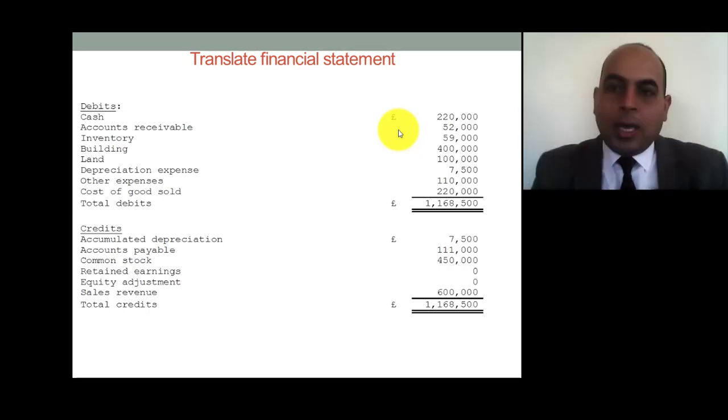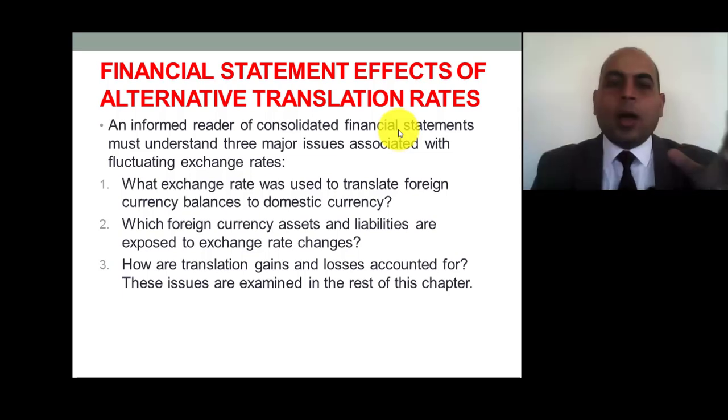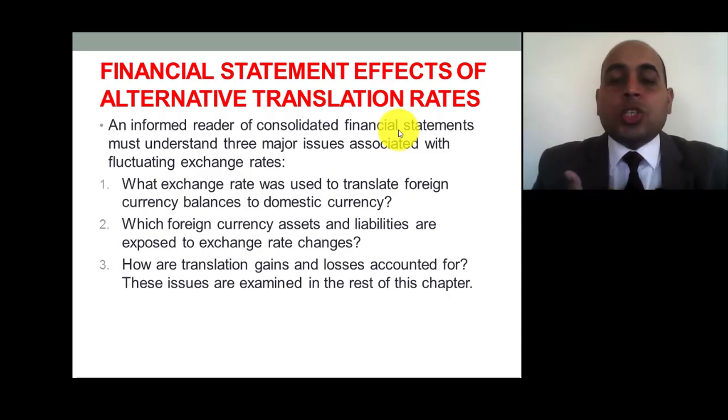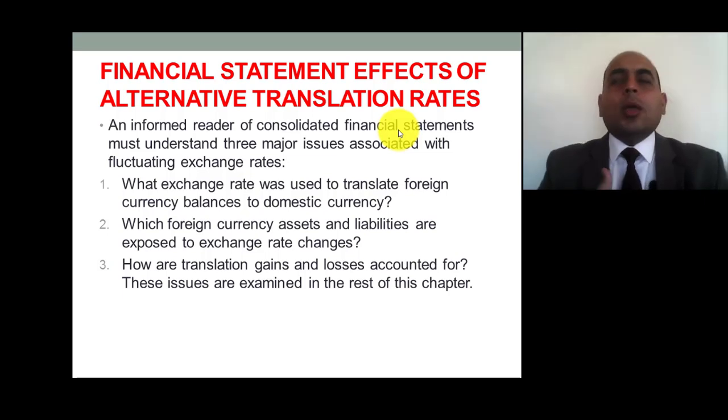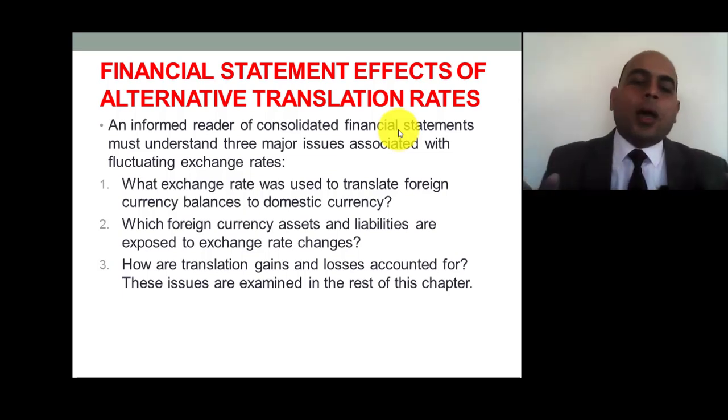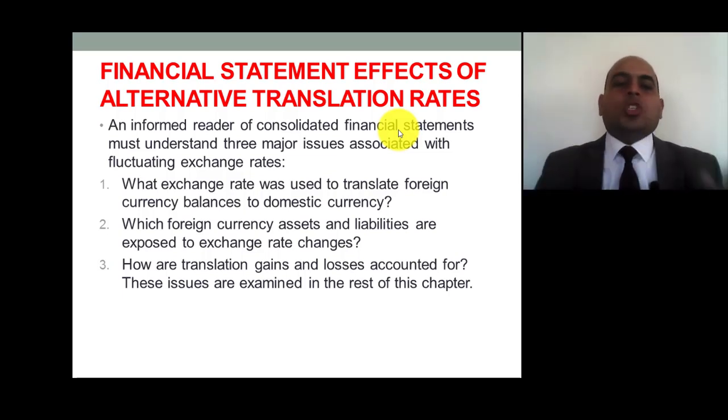So the most important issue associated with the fluctuating exchange rate or converting from currency to currency is how we will determine the exchange rate. This is the most important point. What is the exchange rate that we are going to use? We will use the spot rate, the current exchange rate, or we will use the historical exchange rate, or we will use the average exchange rate. What are the exchange rates we have to use when we translate the financial statement?